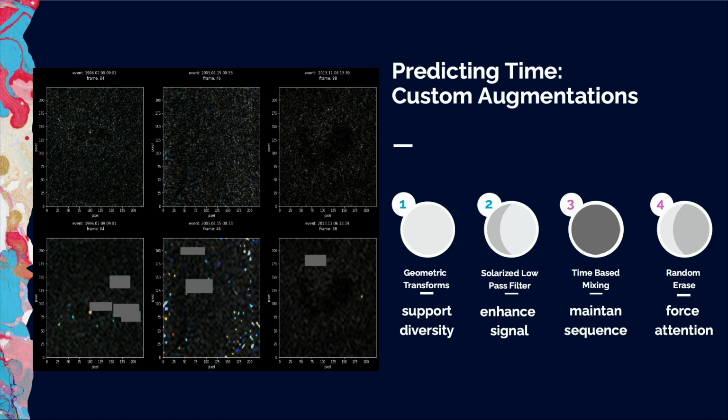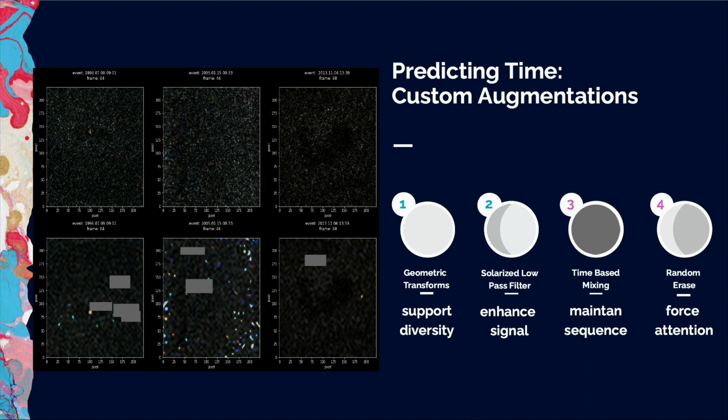The first one is used to enhance the signal of the Sunquake. So we apply a low-pass filter and then we solarize. What this gives is this effect where you see pixels that have high intensity are enhanced, as we see here. Of course, other points are enhanced too, which are fake signals, but we don't apply this transform to all data points. We randomly apply it. So this helps a lot during learning.